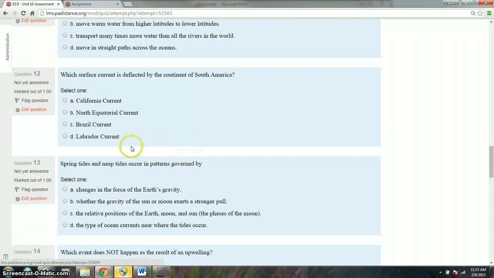Question 12. Which surface current is deflected by the continent of South America? A, California current. B, North Equatorial current. C, Brazil current. D, Labrador current.